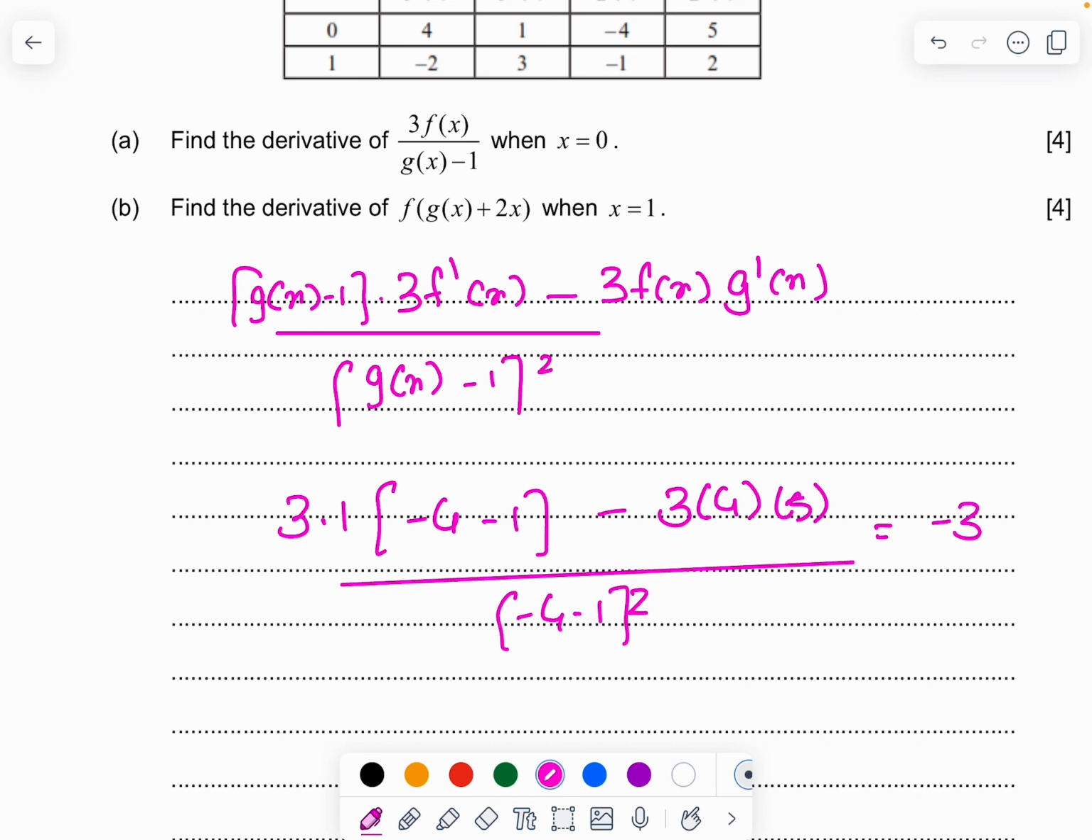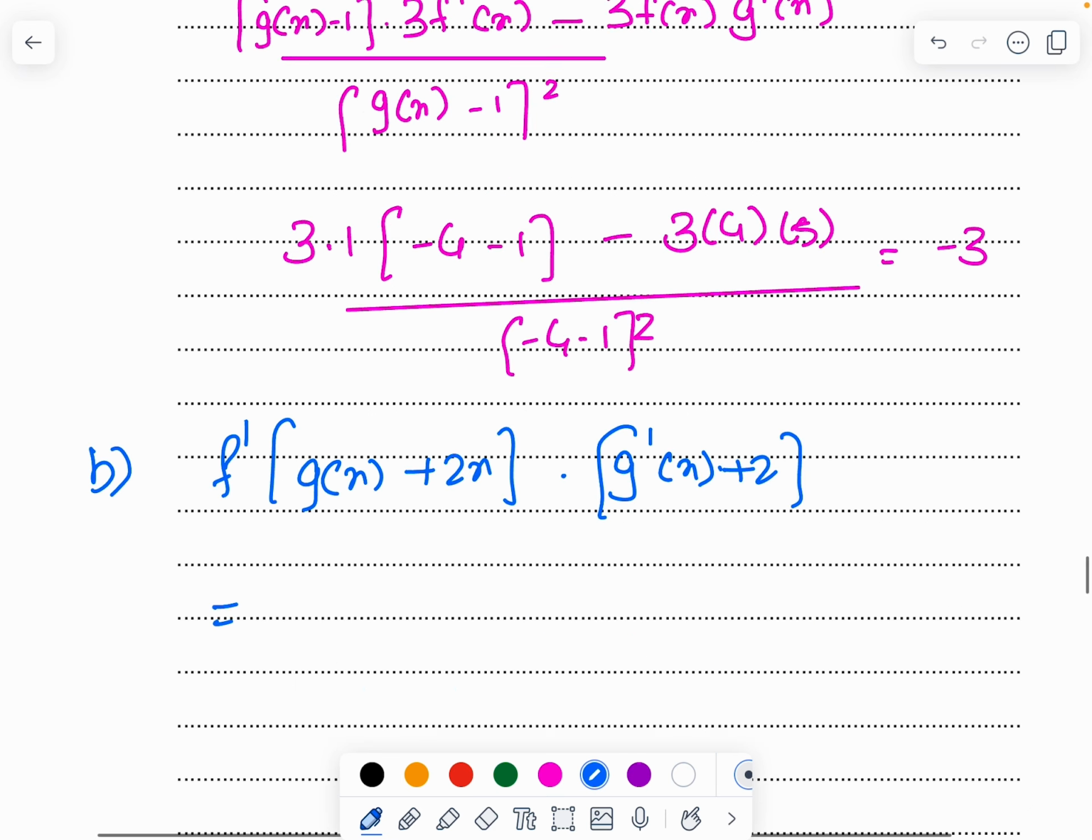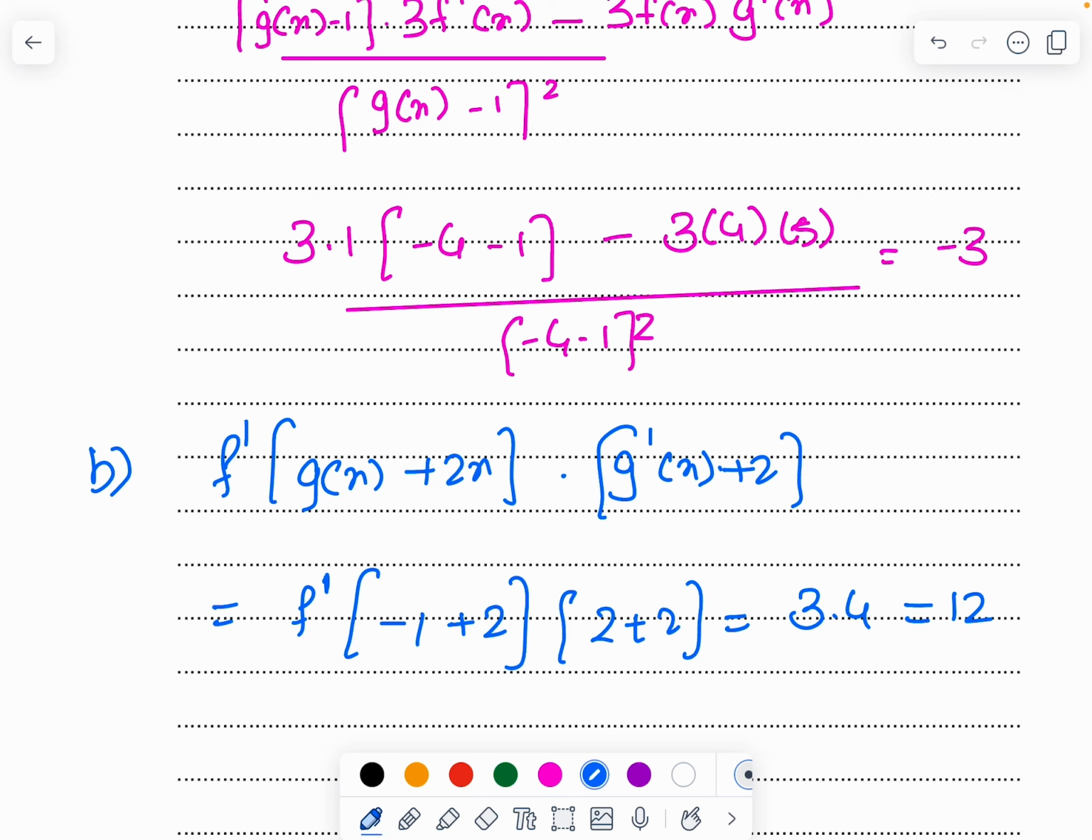Find the derivative of part B now. So f of g of x plus 2x. First of all, it will become f prime of g of x plus 2x, then chain rule times g prime x, and 2x derivative is 2. Now plug in those values. F prime of g of x is negative 1 and 2x is 2. Then again g prime of x is 2 plus 2. So which is nothing but f prime 1. F prime 1 is 3 and times 4. So the answer is 12.